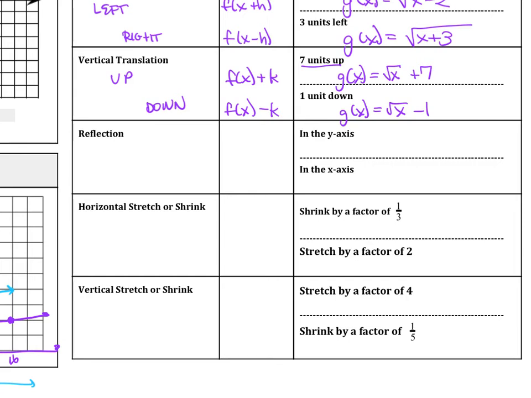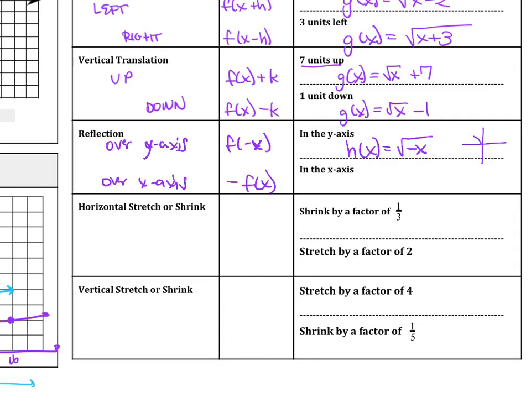A reflection. We're going to talk reflection over the y-axis and over the x-axis. So in the y-axis, there's going to be a negative in the inside. If it's over the x-axis, it's negative on the outside. So let's try this. A reflection of the square root of x is you just put a negative inside. So what happens is the graph is going to go this way.